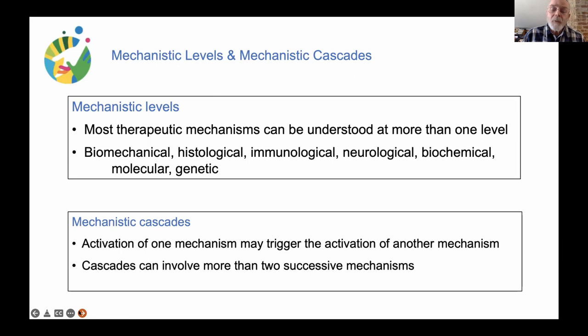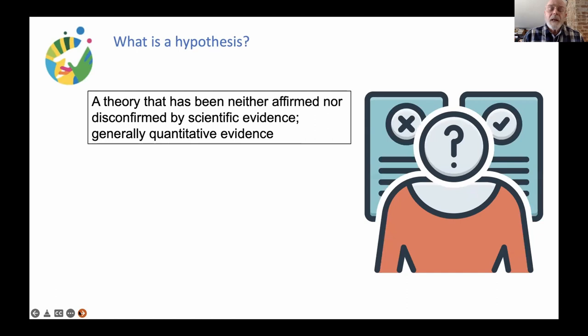What is a hypothesis? A hypothesis is a theory that has been neither affirmed nor disconfirmed by scientific evidence. And in a science game, that generally means quantitative evidence. So is the Earth flat or round? Even the Greeks collected quantitative evidence. They looked at the angles of the sun's shadow at different latitudes to prove that the Earth was not flat.